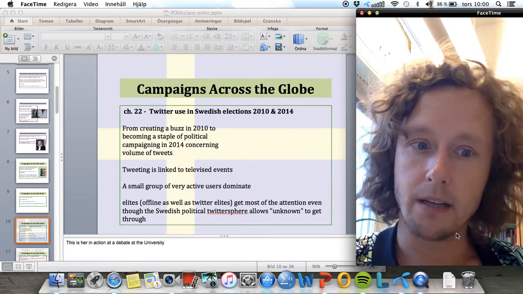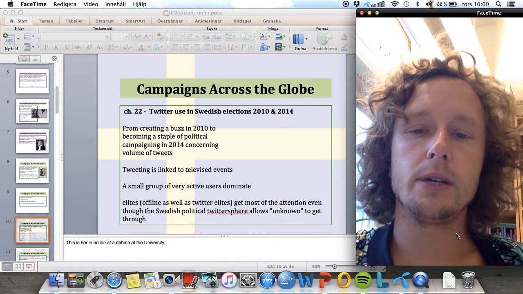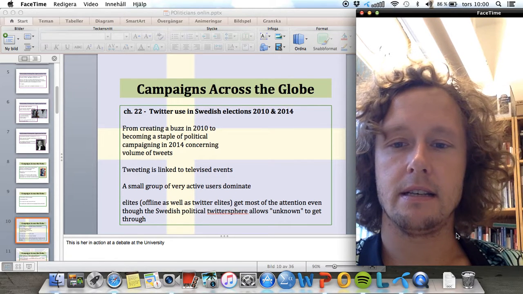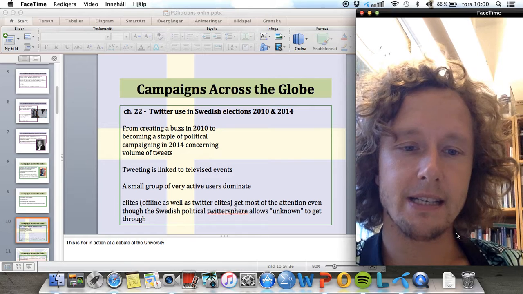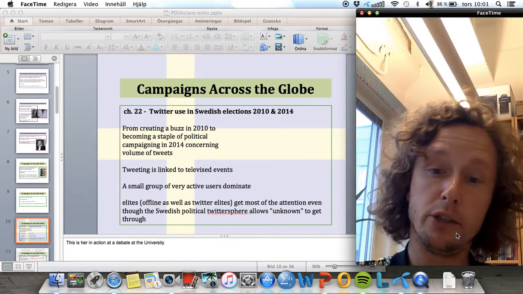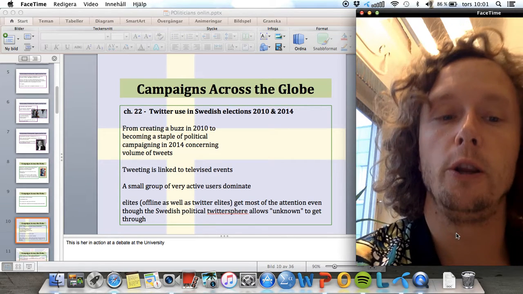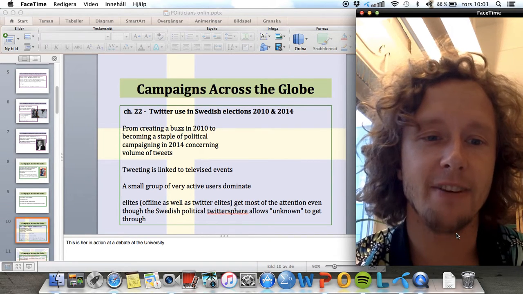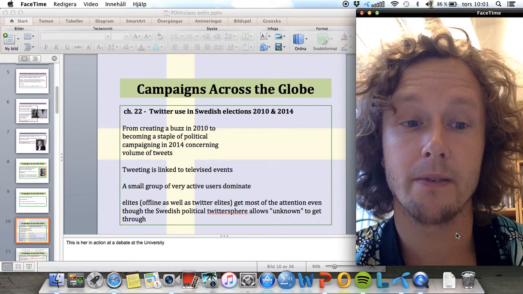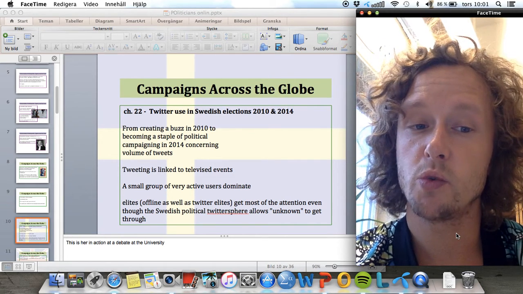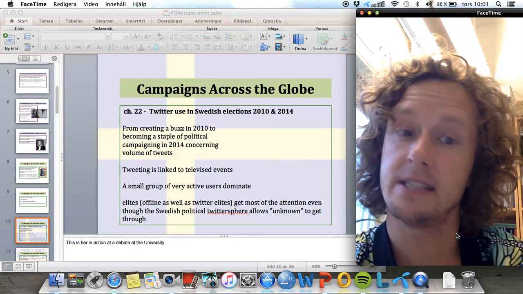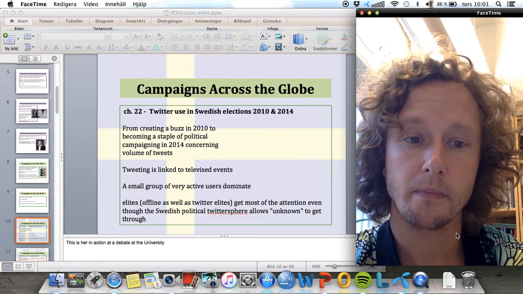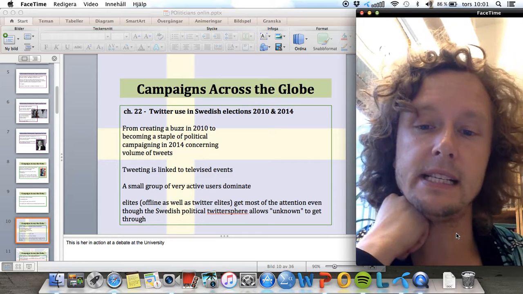It compares Twitter, again, it's going to be a lot of Twitter here, in the 2010-2014 elections. The argument here is that if it was more a little buzz in 2010, it became a staple of political campaigning in 2014. If we look at the volume of tweets, there is very clear evidence that Twitter indeed is a part of a hybrid media system. The amount of tweets is very much linked to televised events, televised debates. So Twitter and television belong together. It's a back channel, in a sense, to televised debates.